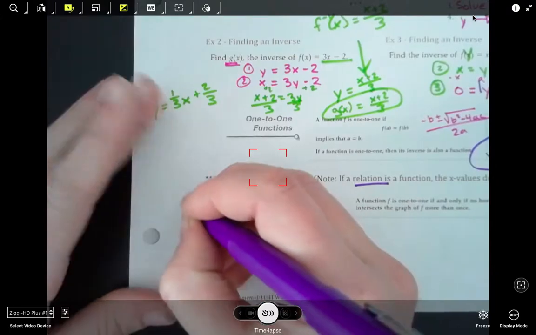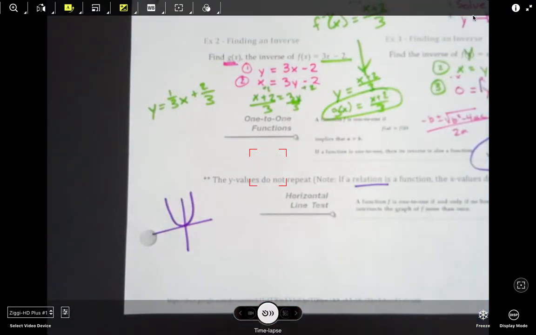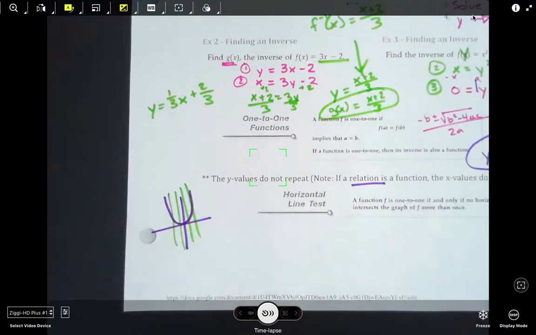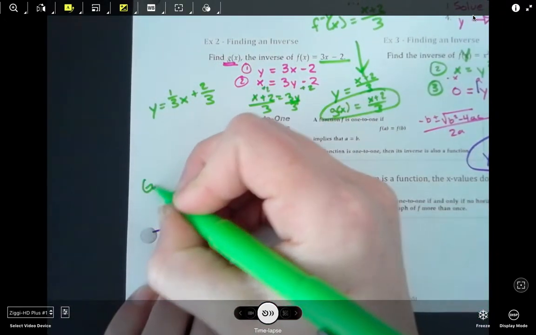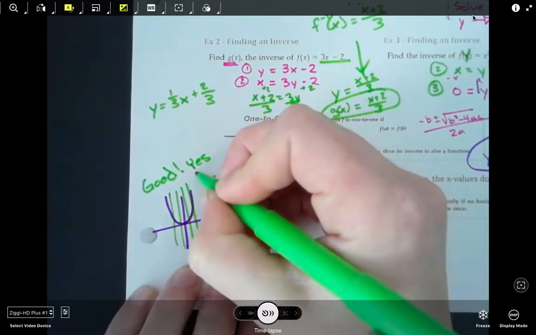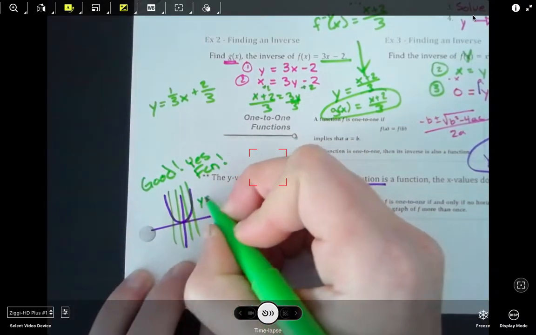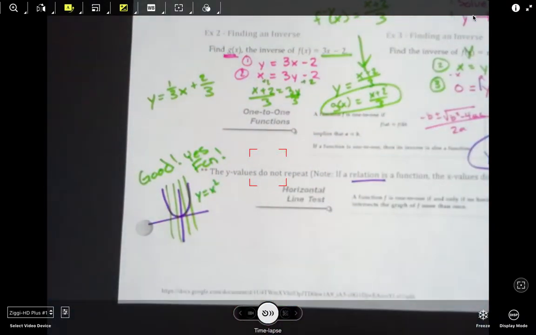So if I have a function like this parabola, right? This parabola right here, if I do the vertical line test on it, it's going to pass, right? Good. Function. It is a function. That y equals x squared, this thing that I've graphed right here, is a function, okay?